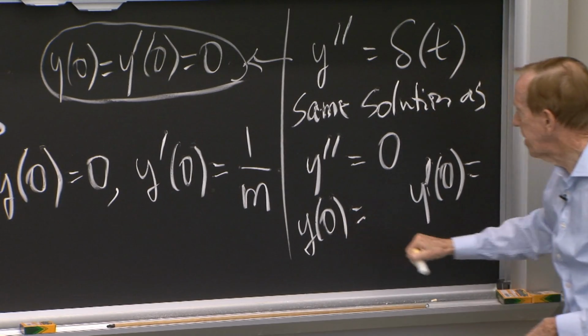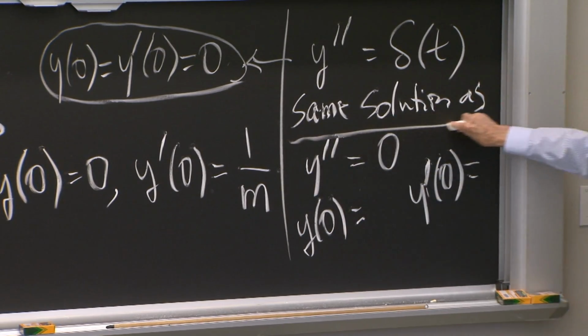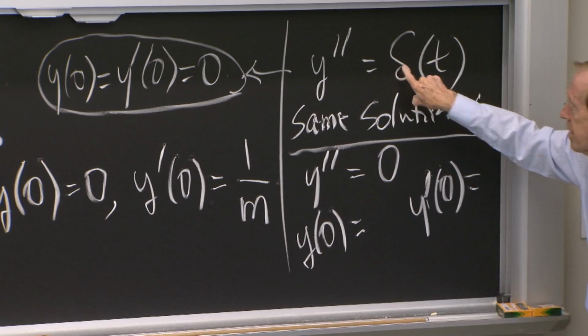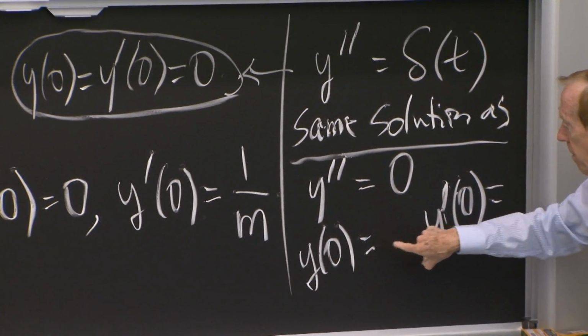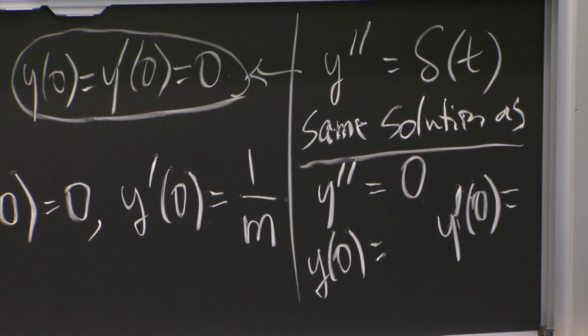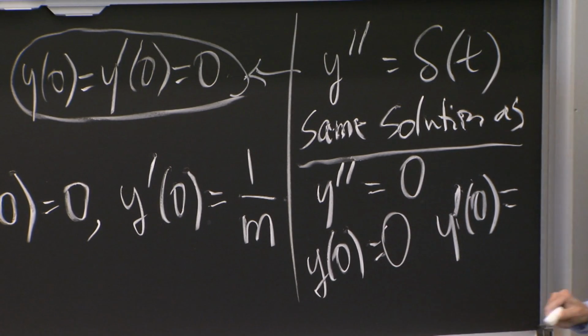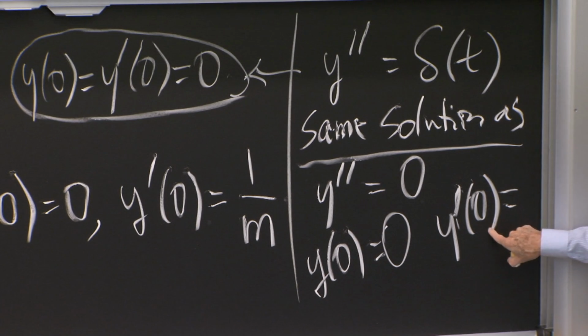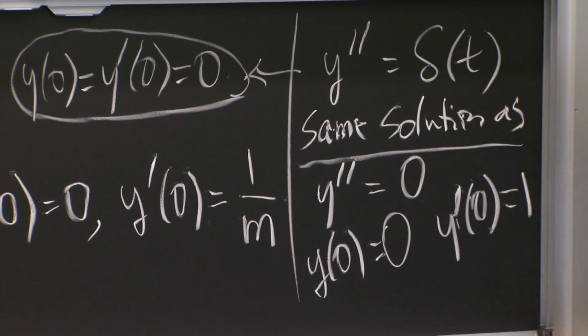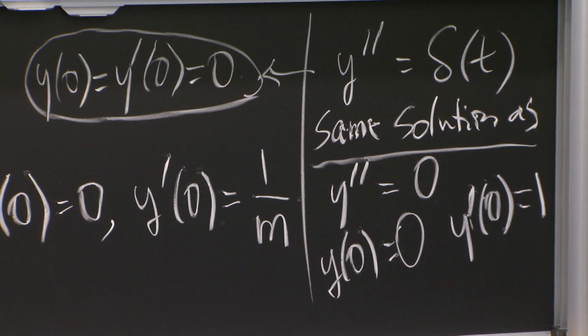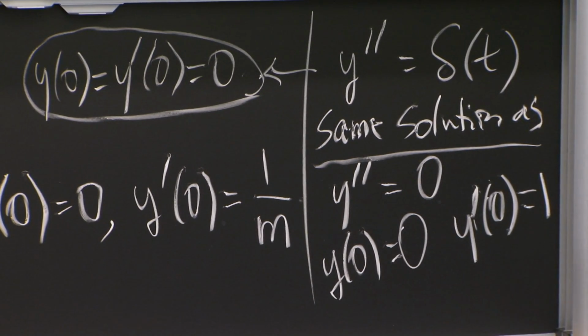If I say that's the same as this, what should y of 0 be here? 0, right? It hasn't had time to move. But in that instant, what happened to y prime? It jumped to 1. That's right, exactly. Now just solve that equation for me. So solve this example for me.